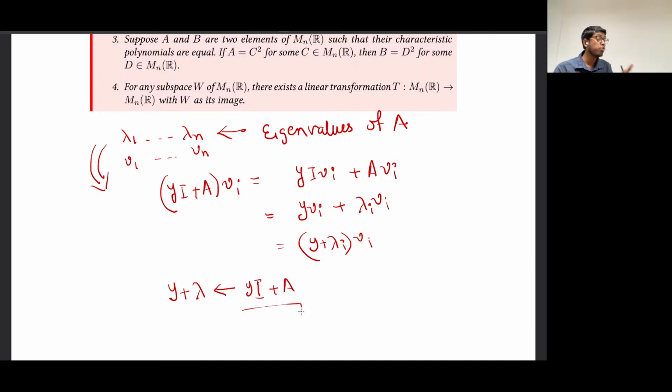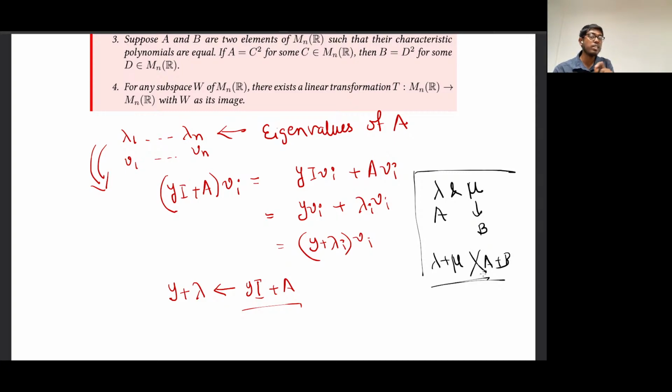And this is true because I is an identity matrix. This is not true in general, and I'll emphasize it. As I told in the last session also, if lambda is an eigenvalue of A and mu is an eigenvalue of B, then lambda plus mu need not be an eigenvalue of A plus B. So that's not true. But since here I is an identity matrix and we know that Iv equals v, that is why this is true.